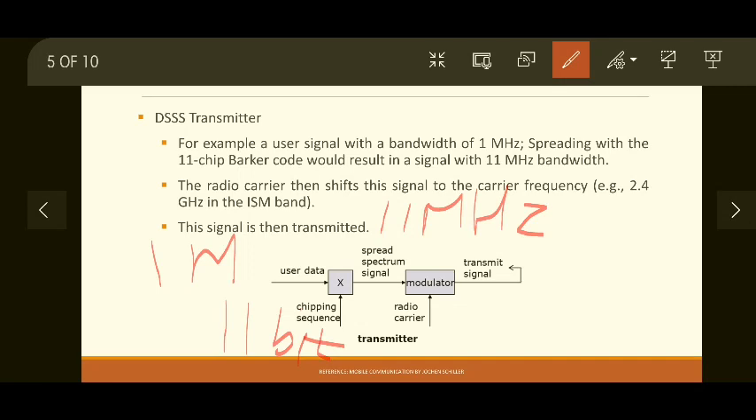Now this 11 megahertz signal is a spread spectrum signal, but still it is not ready for transmission because 11 megahertz, although higher than 1 megahertz, is not high enough to get transmitted over a longer distance.